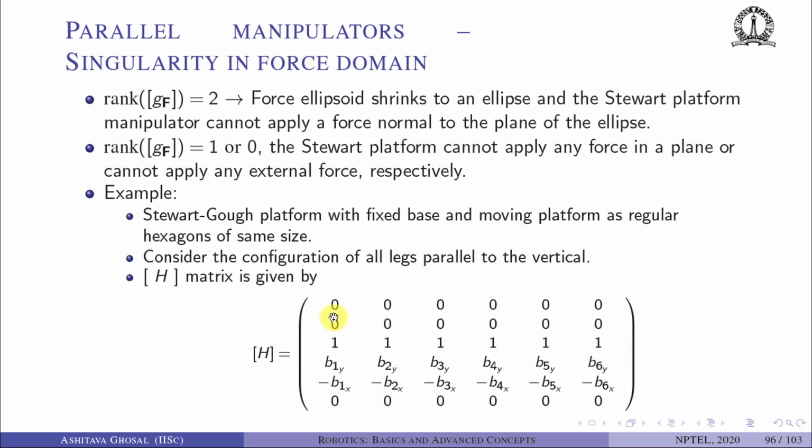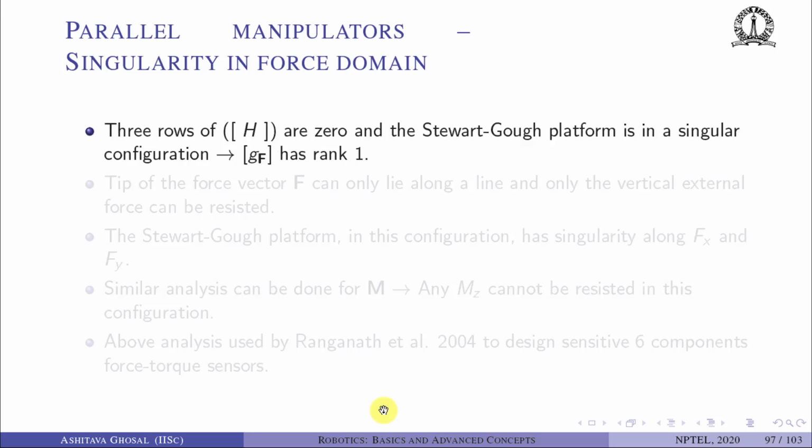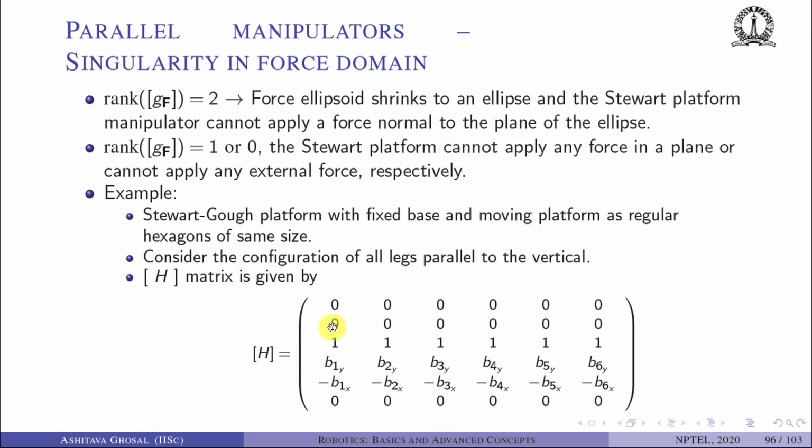And the moment of this z-axis can be written in terms of y and x. So b1y, minus b1x, b2y, minus b2x. And the z component will be 0. So there is a vertical line and there is a vector which is in the xy plane. So the moment is r cross that line. And this is what you will get. So now you can see that the 3 rows of H are 0. Okay, so rows 1, 2, and 3 of H are 0.